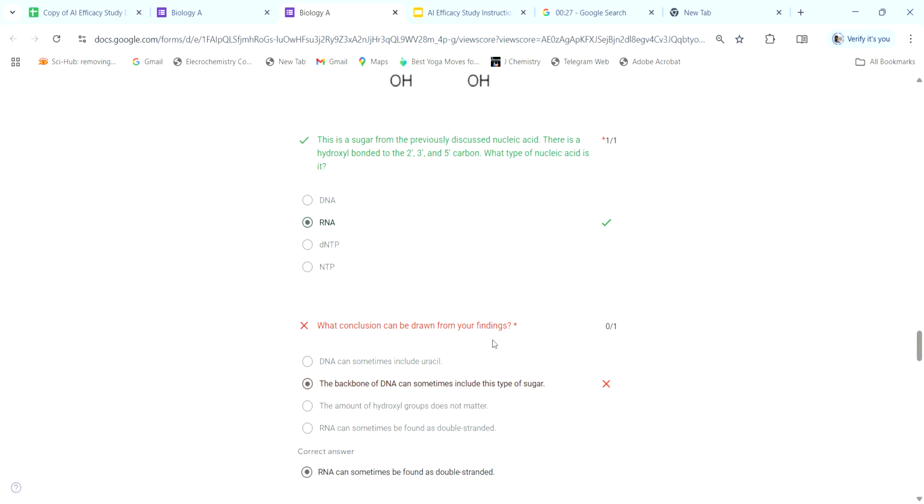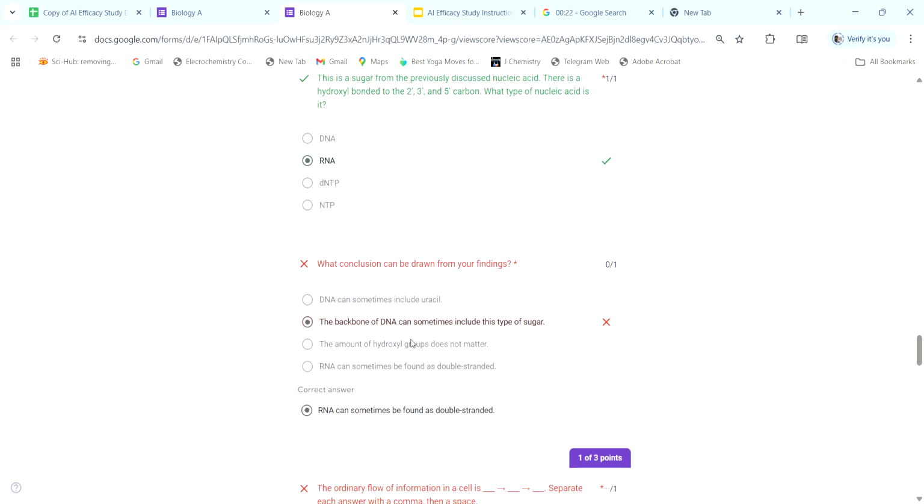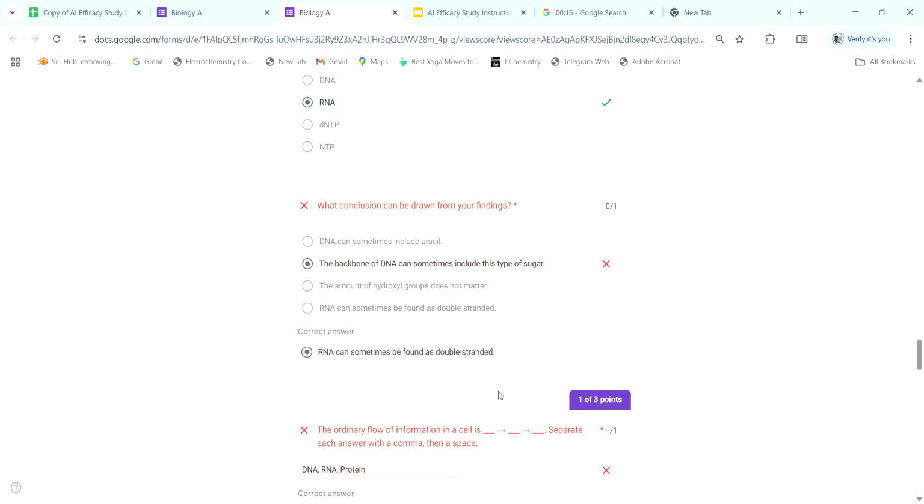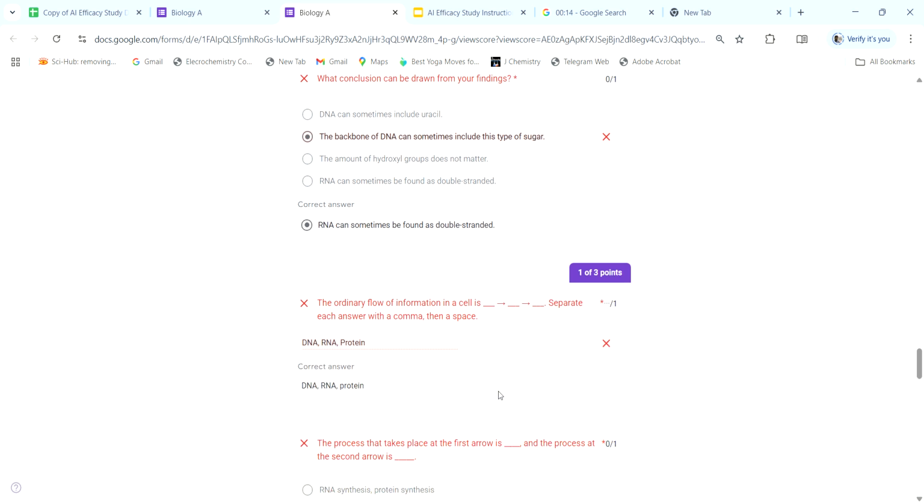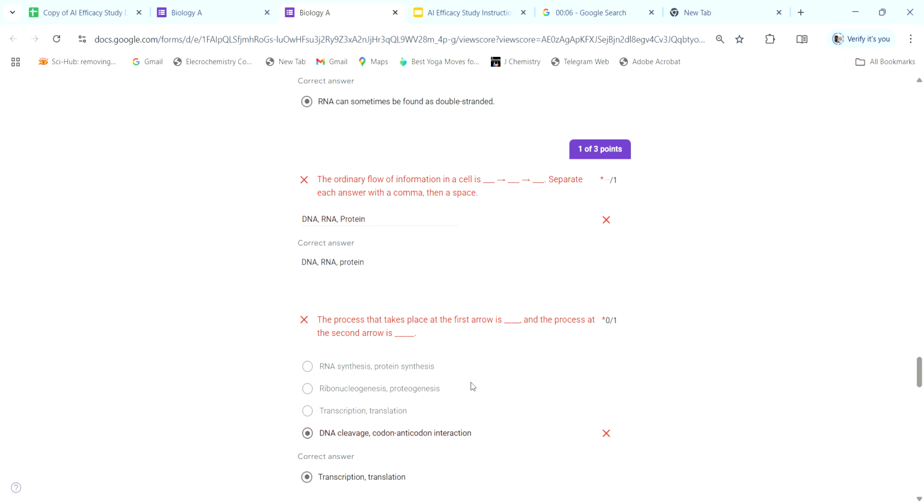So the correct answer is that RNA can sometimes be found as double stranded. Okay. So this is the correct answer. Why is it taken as incorrect? Okay, that should be transcription and translation.